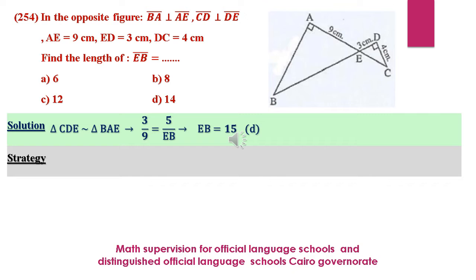In the opposite figure, the measure of angle A equals 90 and the measure of angle D equals 90. And the measure of angle DEC equals the measure of angle AEB. So the two triangles here are similar. Triangle CDE is similar to triangle BAE. As a result of similarity, 3 over 9 equals 4 over AB equals CE, which is 5 according to Pythagoras theorem, over EB. So 3 over 9 equals 5 over EB, so EB will equal 15 centimeters.